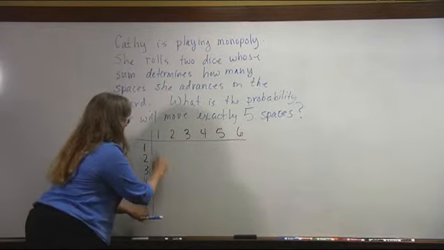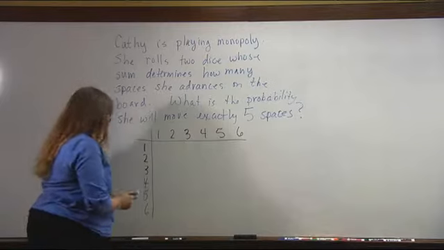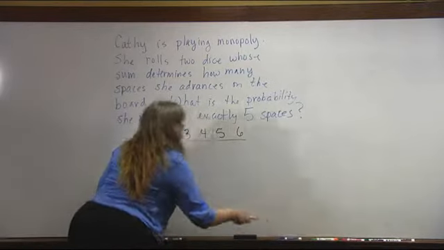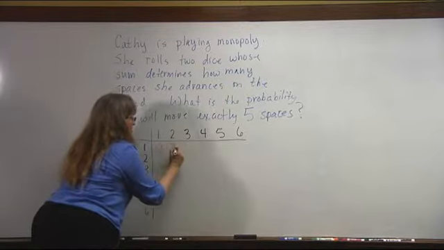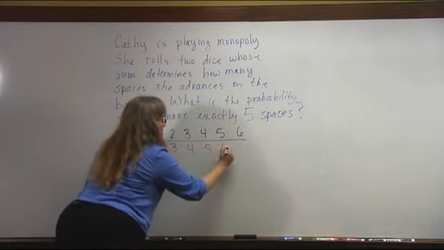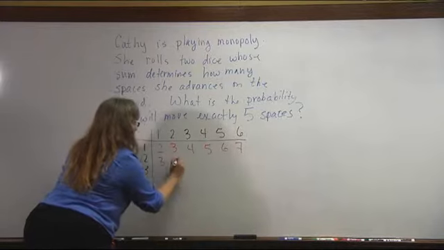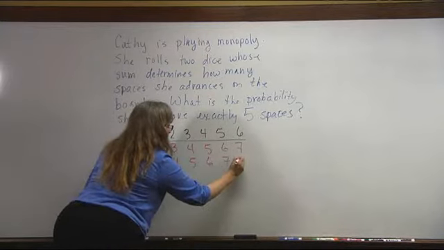So what I'm going to put now here in the chart, again, this is just like an addition table, is the sums of these numbers. So 1 plus 1, 2, 3, 4, 6, 7, 6, 7, 8.